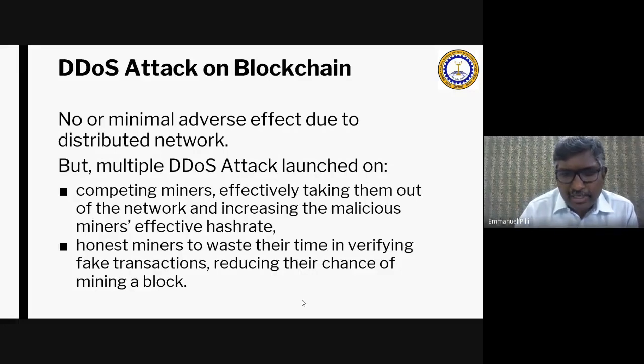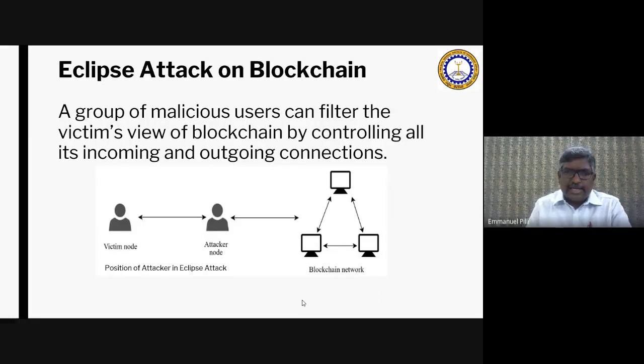So what happens if you have a DDoS attack? The competitive miners are taken out of the network because they don't get the correct information because of the DDoS attack. And the honest miners also waste their time verifying fake transactions. You can put a lot of fake transactions in as a DDoS attack, and then you lose a chance of mining. So that is our DDoS attack.